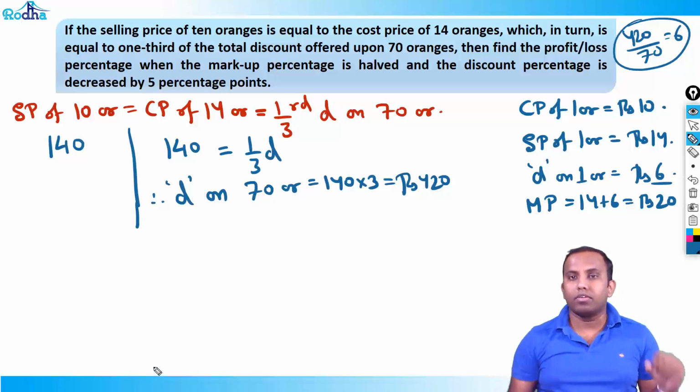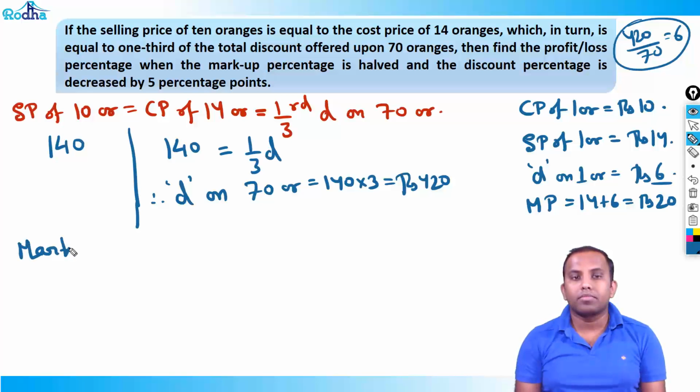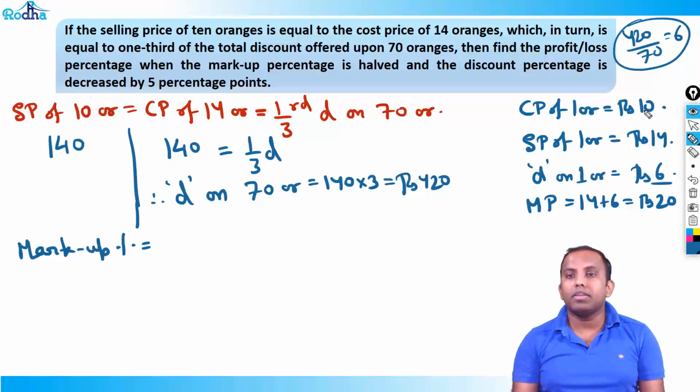So all this data we have now, right? What is the markup percentage now? CP is rupees 10 and mark price is rupees 20. So MP is double of CP. What is the markup percentage? 100%. Okay. So markup percentage is 100%.